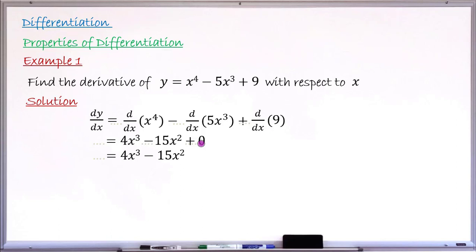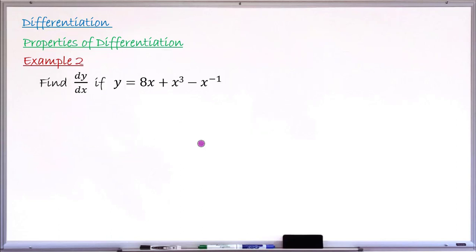So let us move and take another example. Example number 2 says find dy by dx if the function y is equal to 8x plus x raised to 3 minus x raised to the power of minus 1. Solution to this very problem. The derivative of this function, as it has more than one term, will be taken term by term. So let me do that.